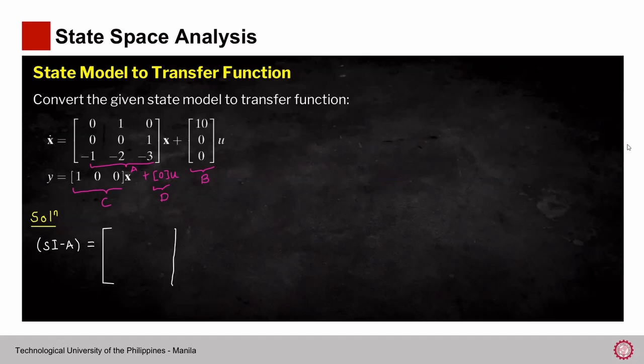So, what is SI minus A po? What is SI minus A? Yan, SI minus A. So this is S. Okay, this is -1. This is 0. Okay, this is 0. Okay, this is S. Okay, and this is -1. Okay, this is +1. This is +2. And then we have the S plus 3.